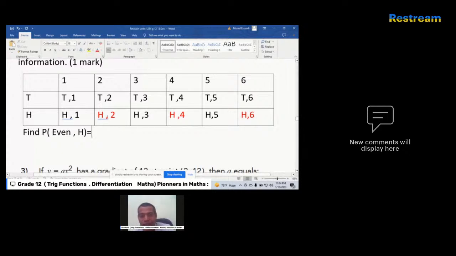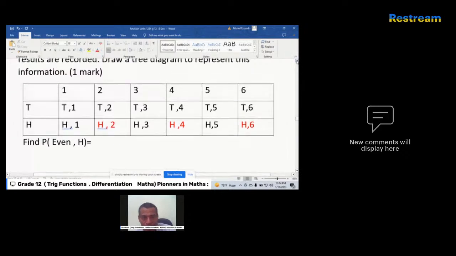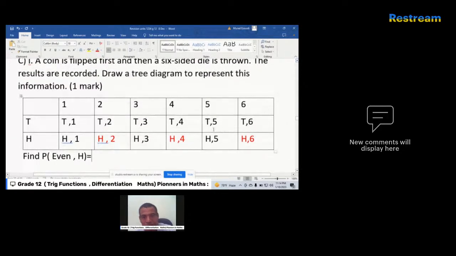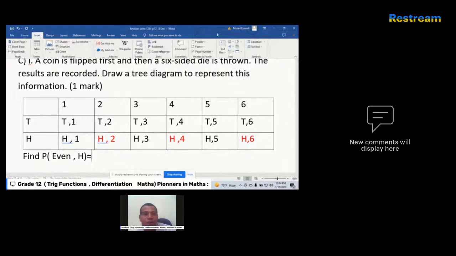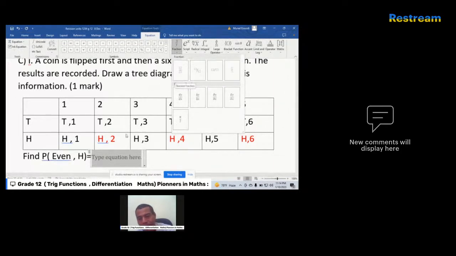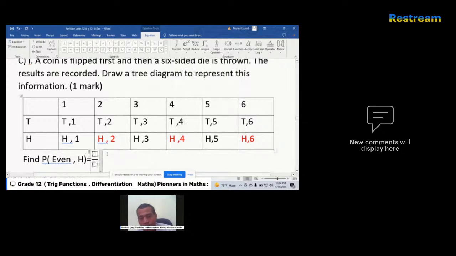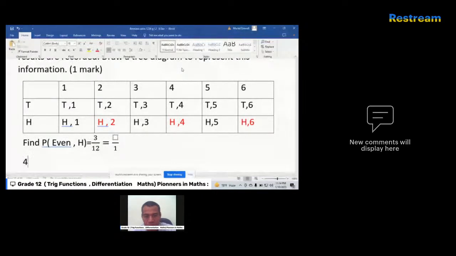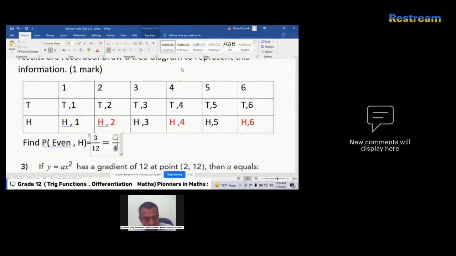I'll just write it here: 3 divided by 12. I will insert an equation, no need to go back. So 3 divided by 12, which is also equal to 1 divided by 4. This is 4 and that is 1. You can write it as a simple fraction.